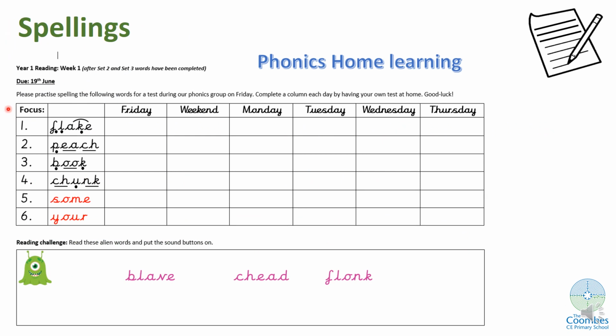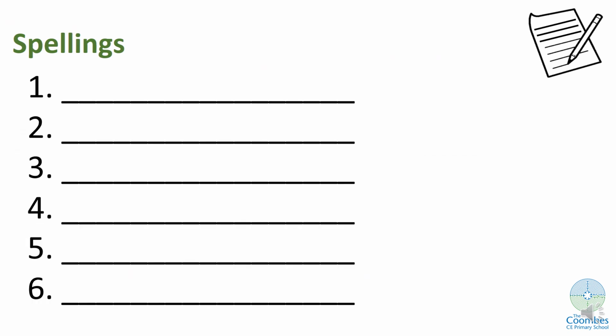Now it is the time for your spelling. So these were the spellings you were given last week, and those are the ones that I am going to be testing you on. So get yourself a pencil and some paper, and we will begin the spelling test. Get yourself ready. Spelling number 1 was flake. I had a flake in my ice cream. The word is flake. Remember to sound it out and pinch out those sounds before writing it down.